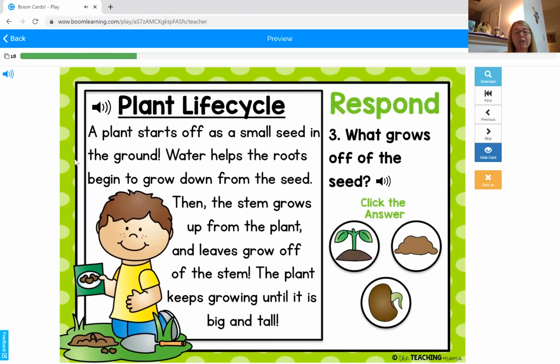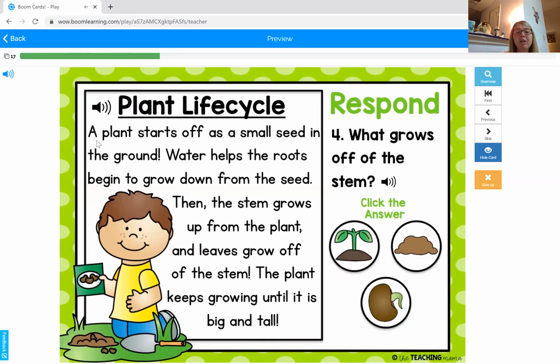All right, a plant starts off as a small seed in the ground. Water helps the roots begin to grow down from the seed. Then the stem grows up from the plant and leaves grow off of the stem. The plant keeps growing until it is big and tall. All right, now the question is, what grows off the seed? Do the leaves grow off the seed? Is it the dirt or the soil? Or is it the stem that starts to grow off of the seed? That's right, it's the stem.